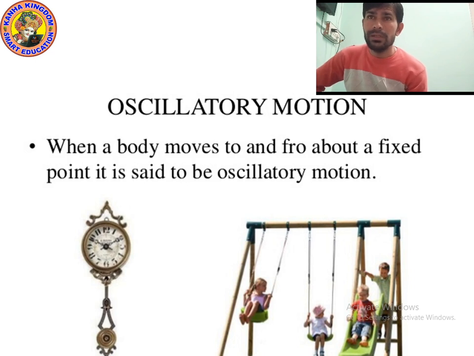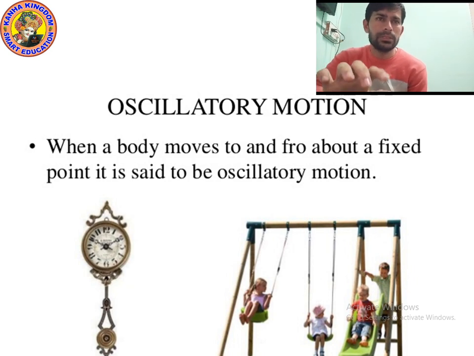So it shows the curvilinear motion. Yes, if a body moves along a curved path, then it is said to have curvilinear motion. But if a body moves in a straight line, it is called a rectilinear motion.